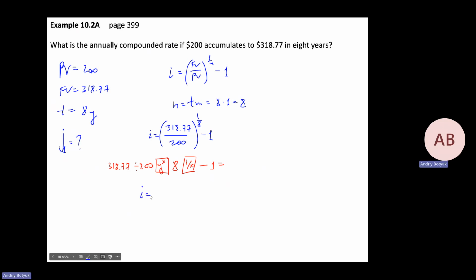I equals 0.06. Now four zeros, times 1, because we need to find J1, right? Times 1 is 0.06. So what I do, I just drop those zeros. That is the answer.